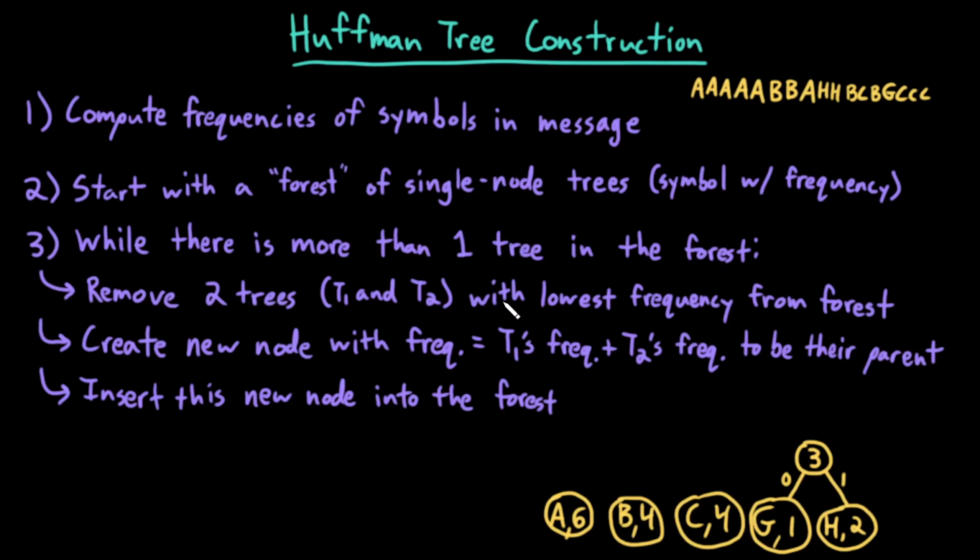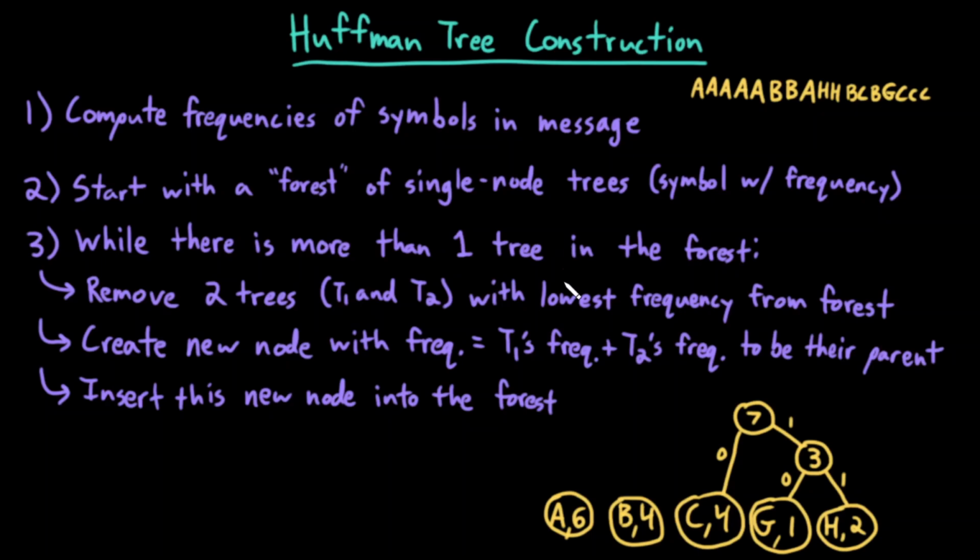Okay, so next iteration, there's still more than one tree. So I remove the two trees with the lowest frequency. I have 6, 4, 4, and 3. My two lowest frequencies are 3 and 4. I have to break ties somehow. In this example, I'm just going to arbitrarily pick C4 to be the next one. In your implementation, you have to break ties consistently. So now T1, T2. I'm going to create a new node whose frequency is their sum. So 3 plus 4 is 7. These become the children of that new node, and I insert it into the forest. So now my forest is A6, B4, and 7.